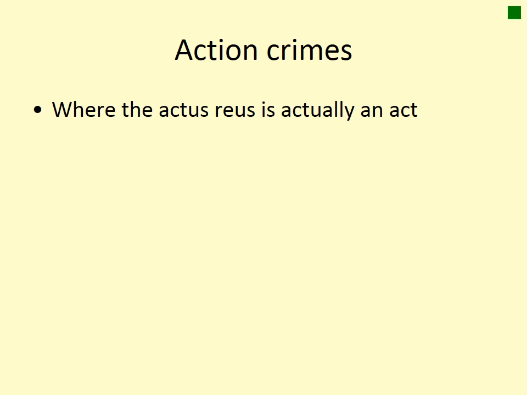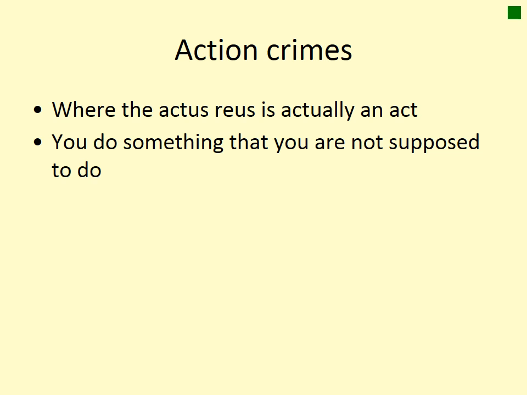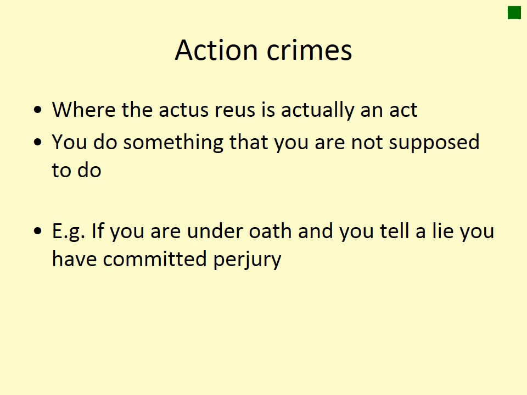Let's move on and have a look at action crimes. This is where the actus reus is actually an act. It's carrying out that particular act. So you do something that you're not supposed to do. An example of this is if you're under oath and you tell a lie, then you have committed perjury. With an action crime, you don't have to have a result coming from that particular action. The fact that you carried out that action in the first place is sufficient.